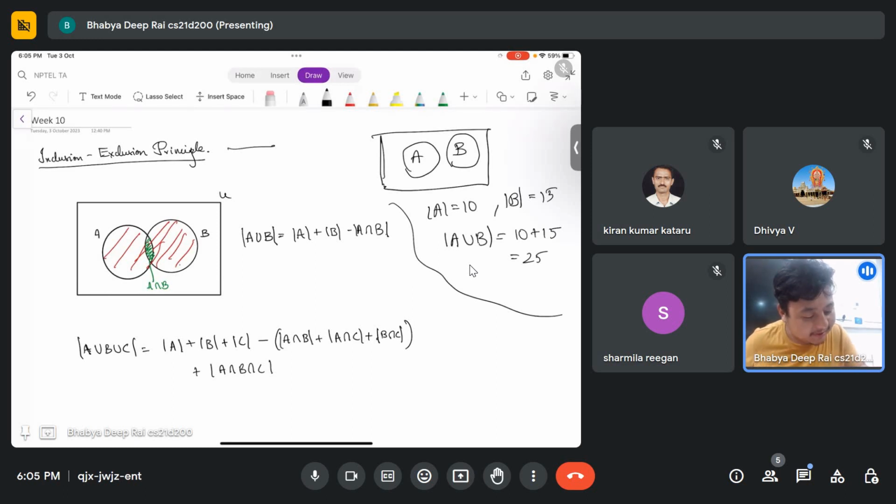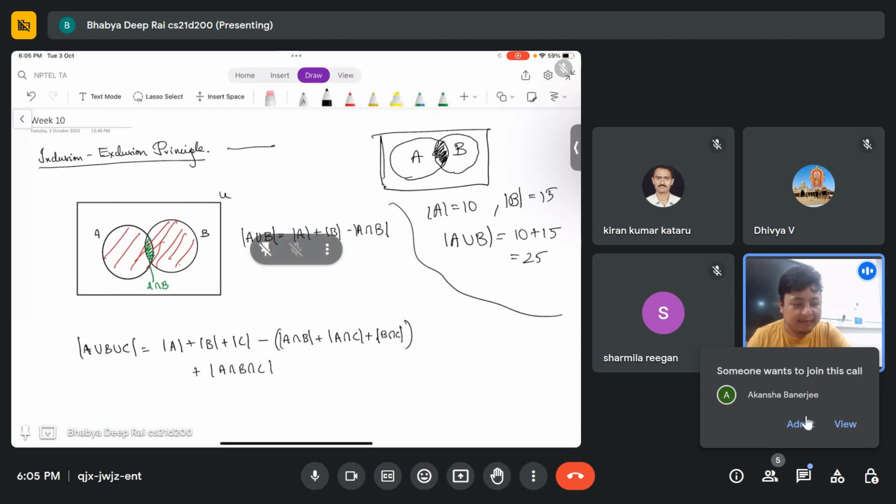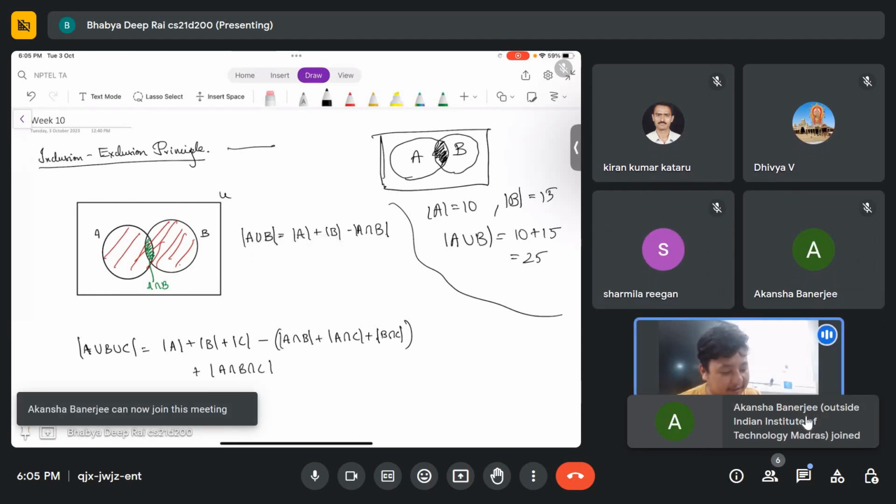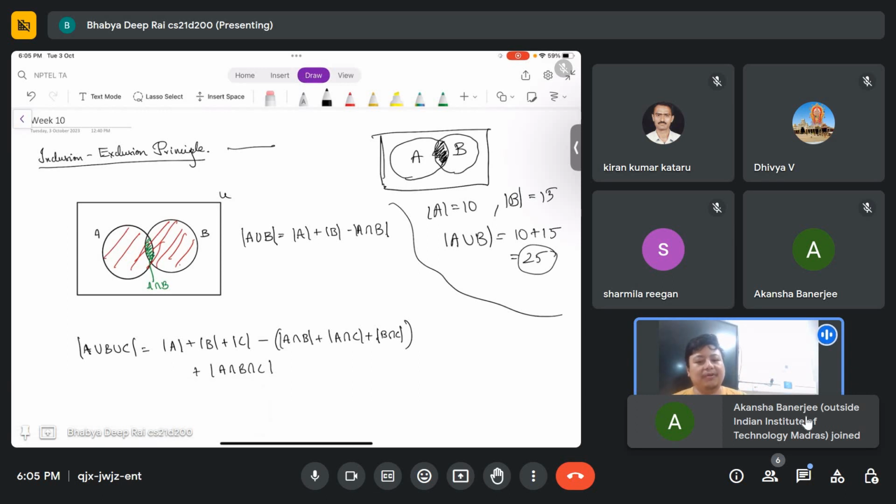But let's say the diagram does not look like this. The scenario is slightly different. Rather than being separate, they are joined in between. And this area, which is nothing but A intersection B, represents that some of the elements are shared together. So if you ask the same question again, what is A union B? A union B equal to 25 will not be true anymore.